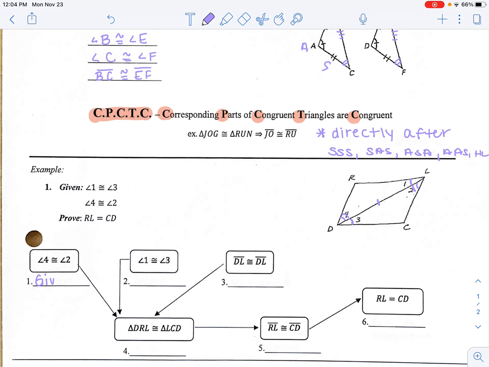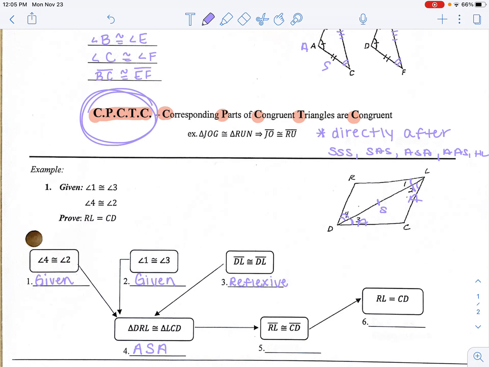So step 1 says angle 4 is congruent to angle 2. We knew that because it was given. It says angle 1 is congruent to angle 3. Well, that was also given. It says DL is congruent to DL. Well, that is reflexive. It says triangle DRL is congruent to triangle LCD. All right, we've got to figure out which of our 5 reasons we use, because whenever we see a triangle is congruent to a triangle, it has to be one of our 5 shortcuts. For me, it looks like angle, side, angle. We now can say RL is congruent to CD.